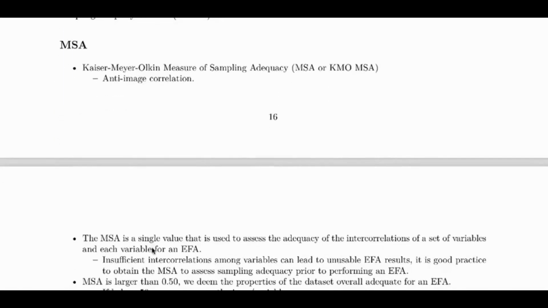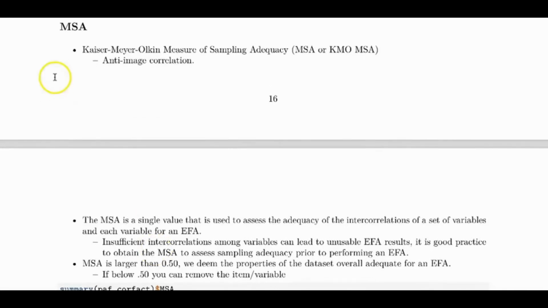So another measure that we can use is the MSA. It's another Kaiser-Meyer-Olkin measure of sampling adequacy, or correlation adequacy. I find that correlation adequacy is easier to remember. Because they're from the same people, they are somewhat related, and I think one is calculated from the other. And if you use Jamovi for EFA, it gives you both of them automatically.